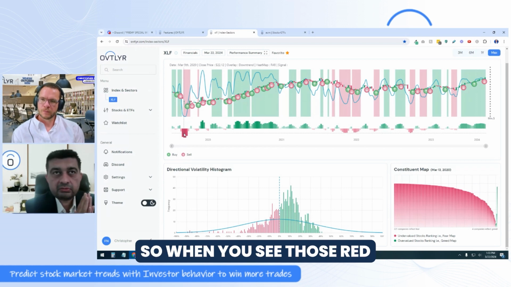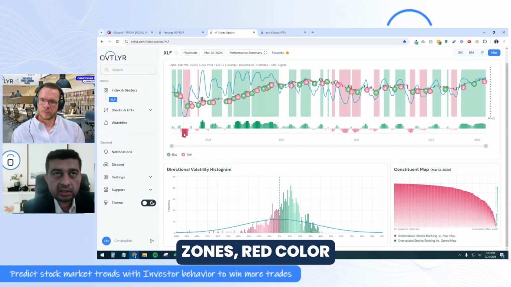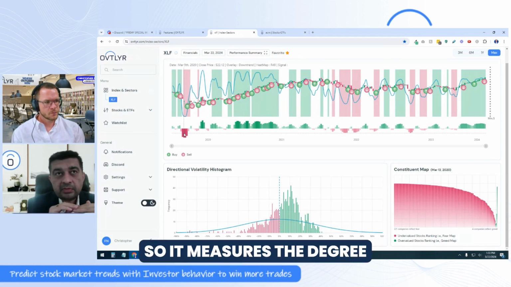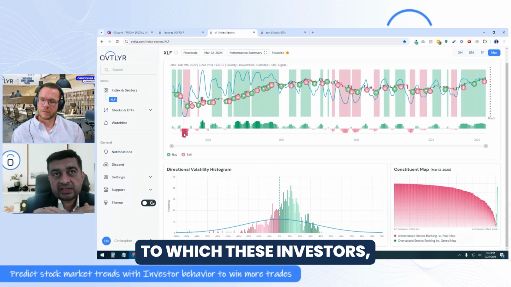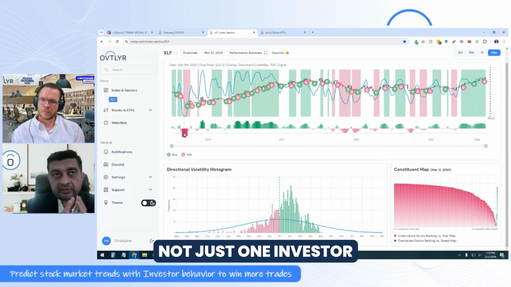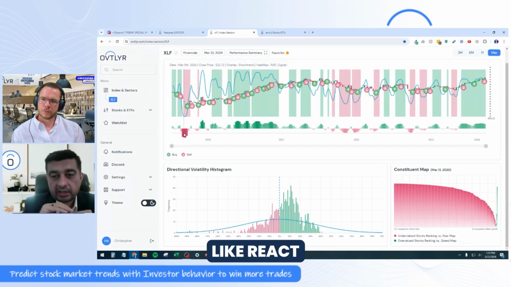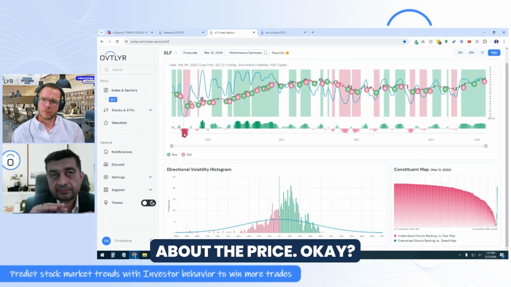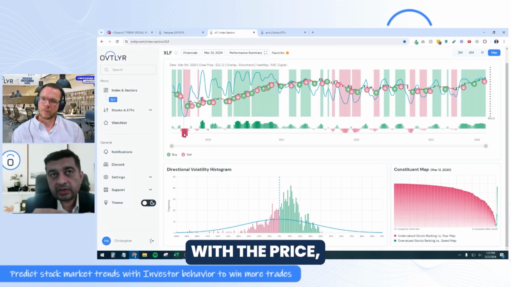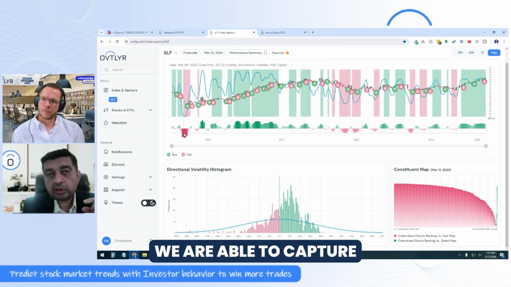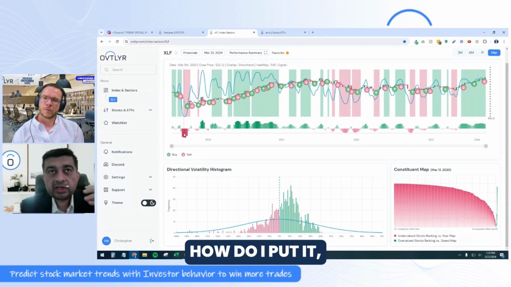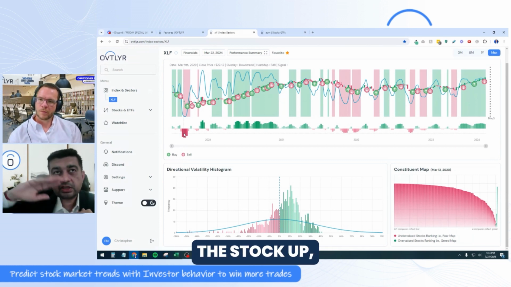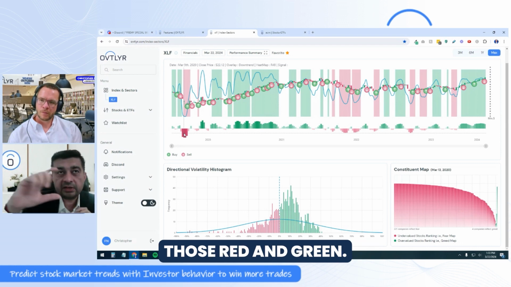So when you see those red zones, red color in the heat map, or green or darker green, it measures the degree to which these investors, not just one investor, a group of investors, overreact day to day for that stock. And I'm not talking about the price. Okay, there is a correlation with the price, but we are able to capture, how do I put it, that overreaction, whether it is pushing the stock down or pushing the stock up. That's how you are seeing those red and green.